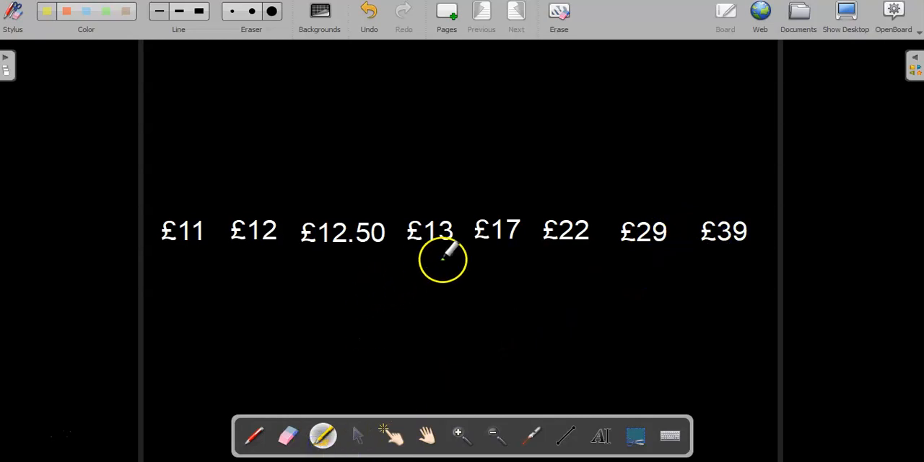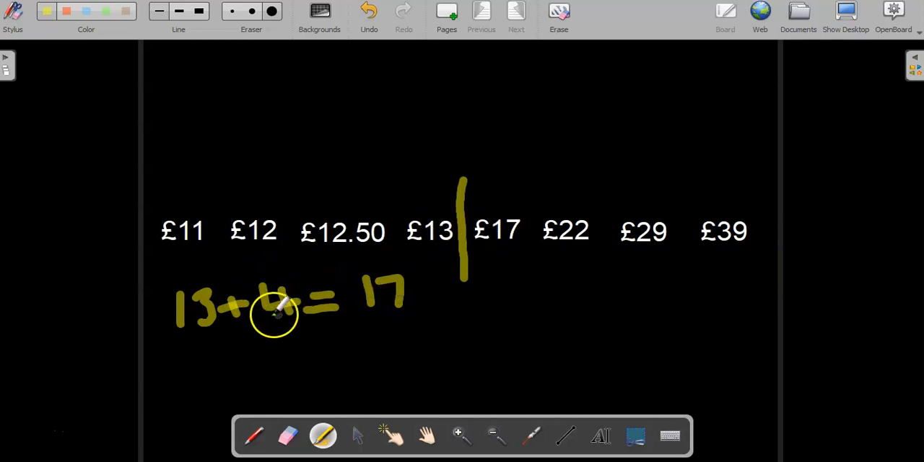Now we know there's 8 values here, so we're going to go 1, 2, 3, 4, 1, 2, 3, 4. Our midpoint is in between there. So the midpoint is between 13 and 17. My first step now is to calculate the difference between those two numbers. Well, I know that I need to add 4 to 13 to get 17. So I've got a total difference there of 4.